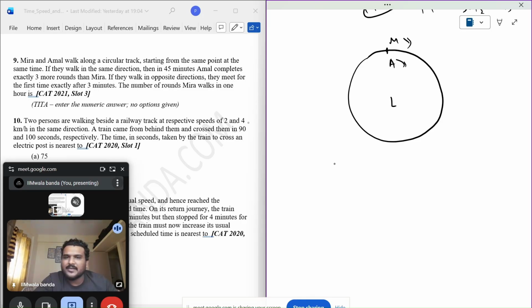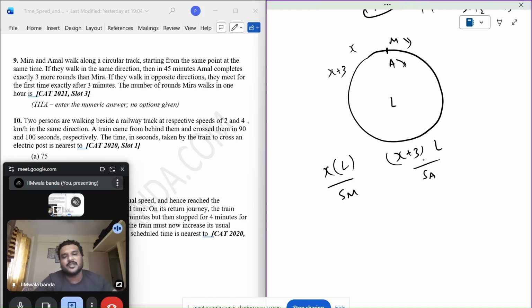Let's say that A is covering 3 more rounds than L. So can I say that M is doing X rounds, so it is doing X plus 3 rounds. So X rounds is the distance that it has covered into L, that is the distance upon speed of M, and X plus 3 rounds is what A is covering. So this is the time, and both the times are equal because when M has covered this many rounds, A has covered this many rounds. So time is the same, so I can equate.